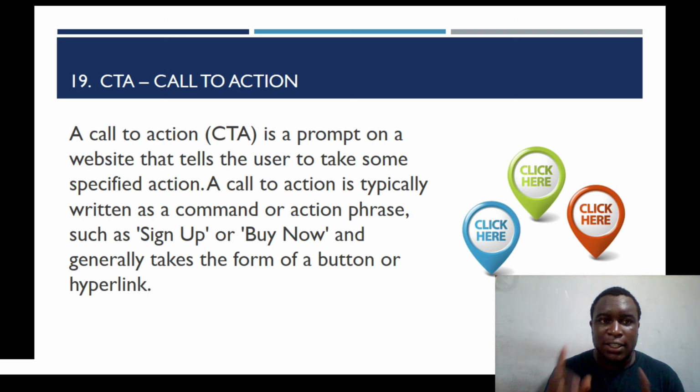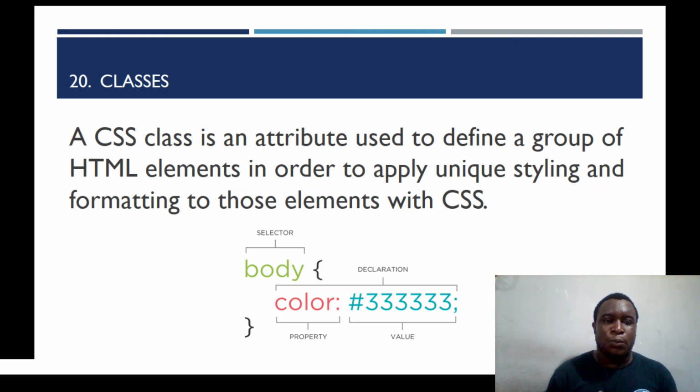So now to the last one, we have classes. So a class is an attribute used to define a group of HTML elements in order to apply unique styling and formatting to those elements using CSS. This goes to the programmers, but it's not every part of tech that is coding based. So there's some part of tech that is not coding based, but this is for coders. And for people that are writing object-oriented programming languages, a class is like the blueprint of an object as well. So just know where it applies to you.